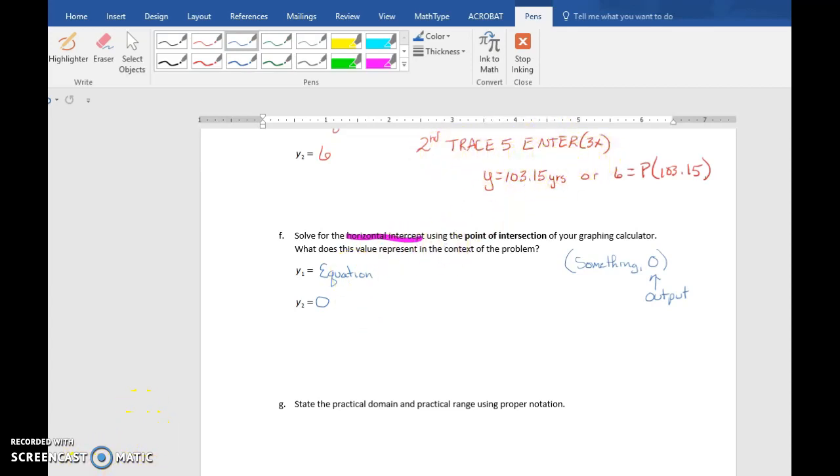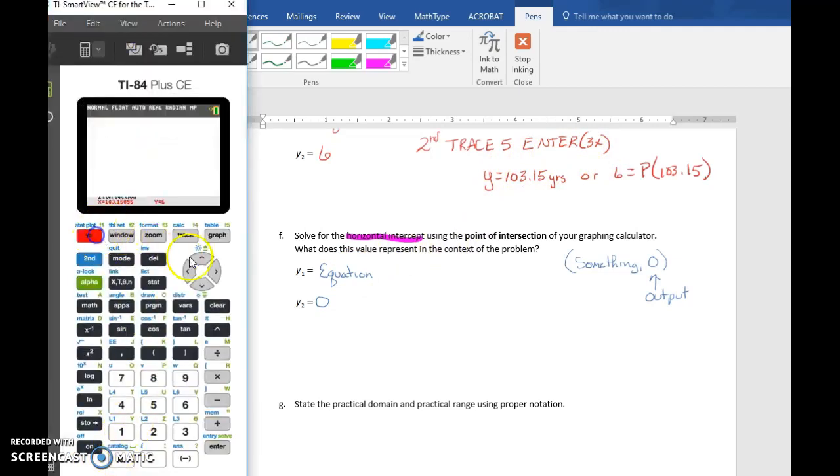And so we're going to go to y equals. We're going to change our 6 to a 0, hit enter, graph, double check to see we can see the point of intersection, and the color calculator shows that you can see it faintly there. So second trace 5, enter 3 times, and you end up with 106.